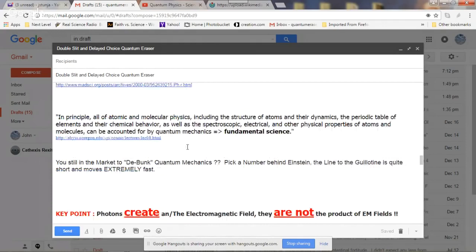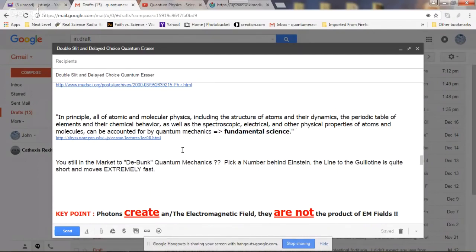So, from the University of Oregon: in principle, all of atomic and molecular physics, including the structure of atoms and their dynamics, the periodic table of elements and their chemical behavior, as well as the spectroscopic, electrical, and other physical properties of atoms and molecules, can be accounted for by quantum mechanics, fundamental science.